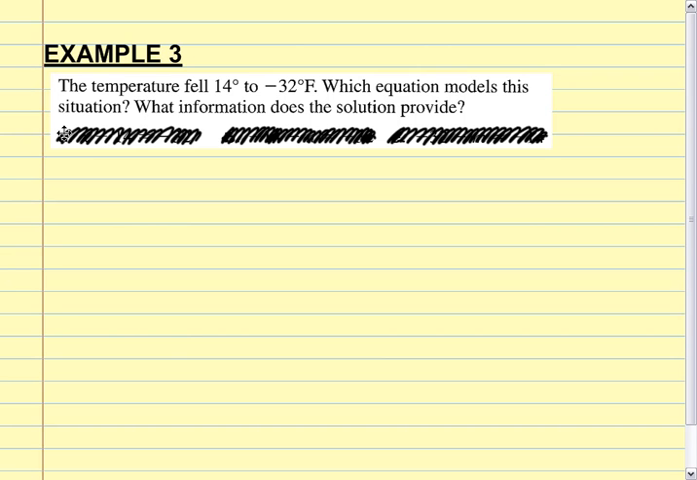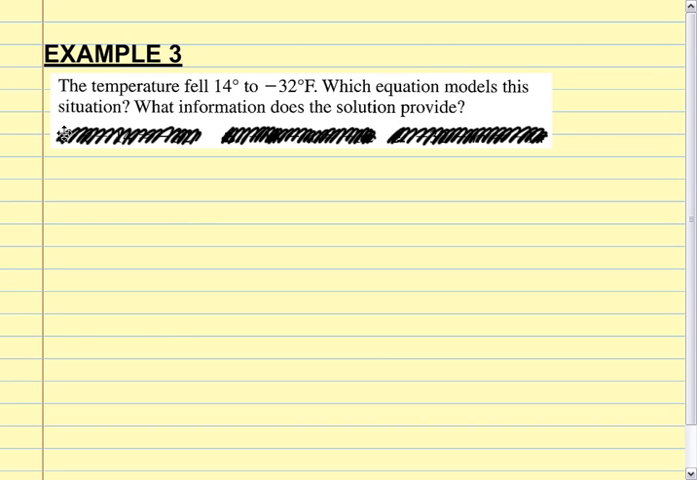Now, what am I trying to find? It says which equation models this situation. Let's write the equation. There was a temperature. It fell 14 degrees. It ended up at negative 32. How do I write an equation for that?